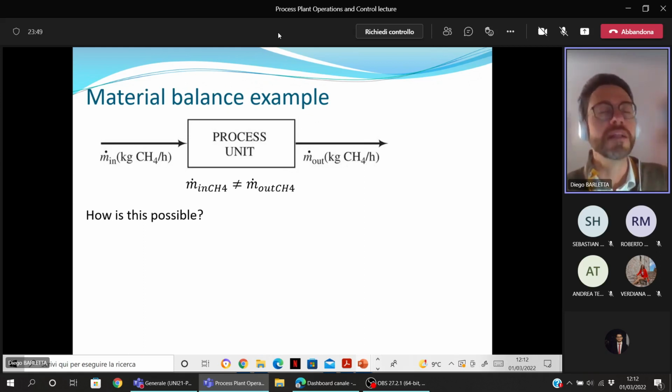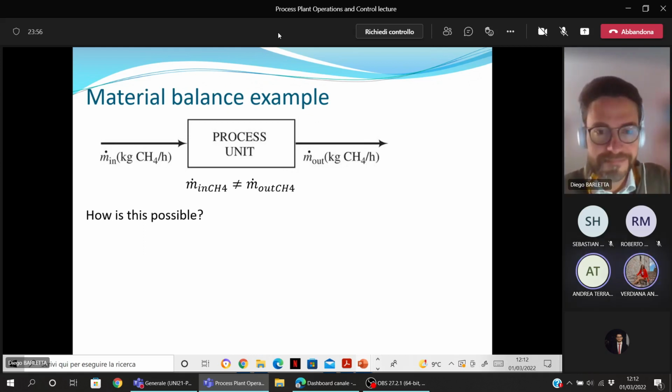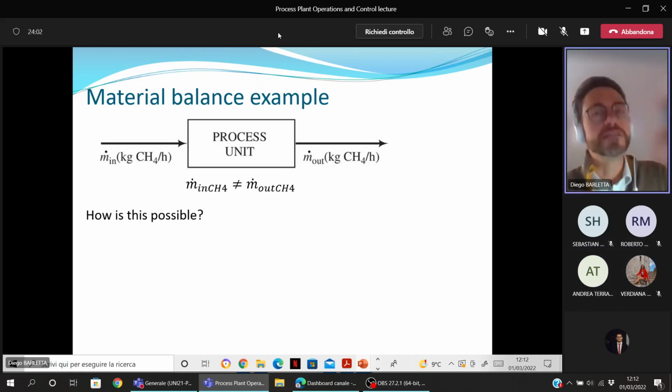Very good. Any other possible explanation? Maybe there is an accumulation of, sorry. Go. There is an accumulation of mass inside the process. There is an accumulation of mass. This is also another possibility. So this means that we are not completely at the steady state. Exactly.